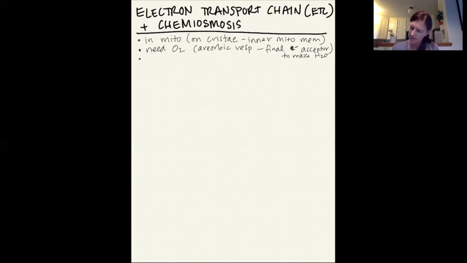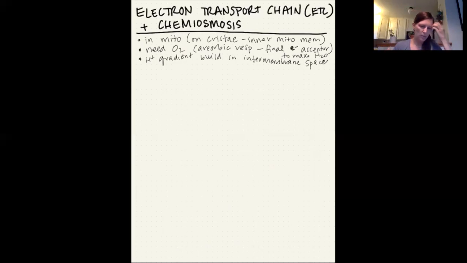And the last thing is that we're going to see a proton gradient build up in the intermembrane space, right? So that's why understanding the structure of the mitochondria is so important, because you have to understand where the matrix is and where the intermembrane space is and where the cristae are, so you can put all of these together in your mind, all right?